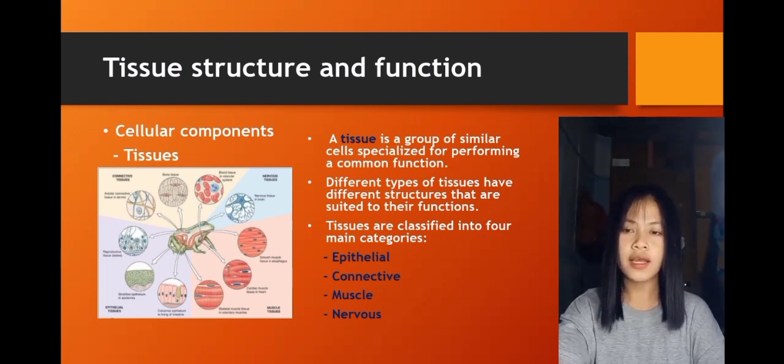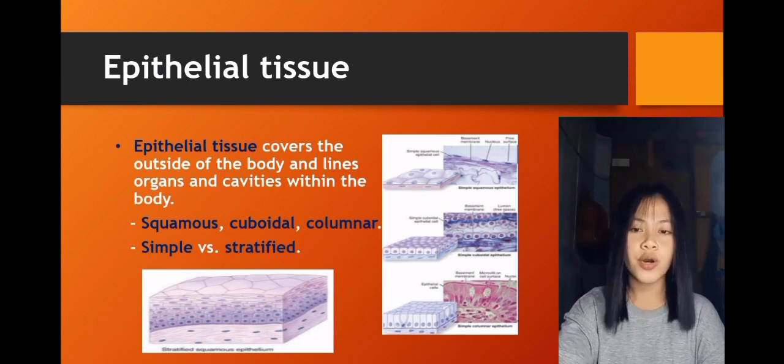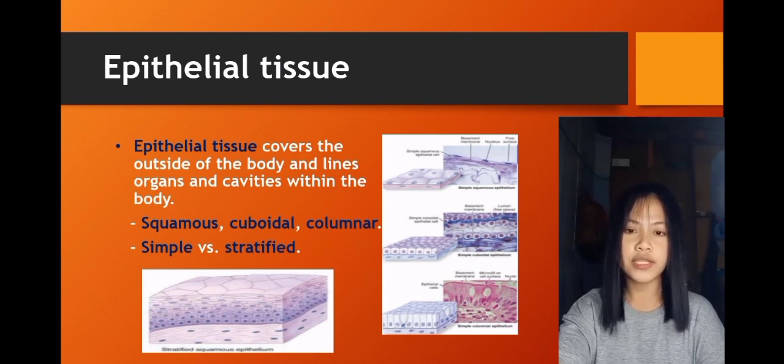Number 1, the epithelial tissue, also called epithelium, is the membranous animal tissue made up of one or more layers of cells closely packed together that serve as a covering of internal and external surfaces of the body, including bodily cavities and vessels. It covers the outside of the body and lines organs and cavities within the body.